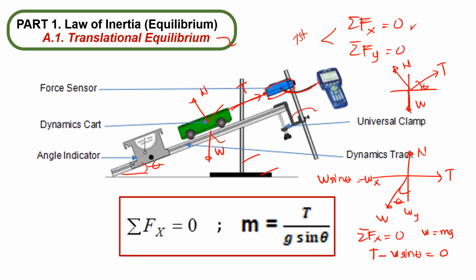So therefore, we can replace w by mg. So this will become tension minus mg sine theta equal to 0. And then from that, we can transpose mg sine theta to the other side. So this will become tension equal to mg sine theta. The target is to compute for the mass of the cart, so we just have to divide both sides by g sine theta. So the final formula is mass is equal to tension divided by g sine theta.